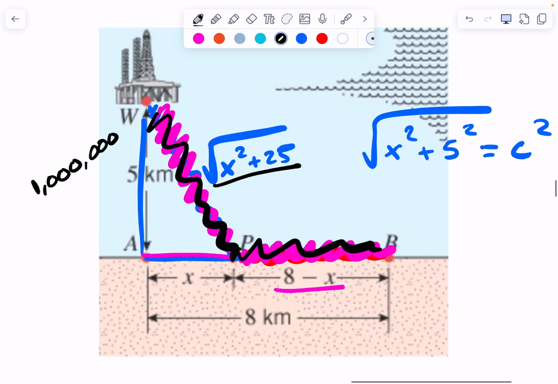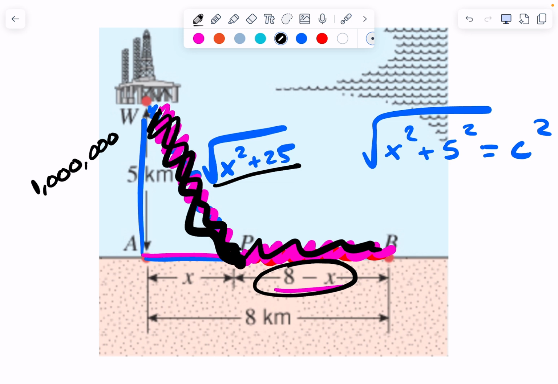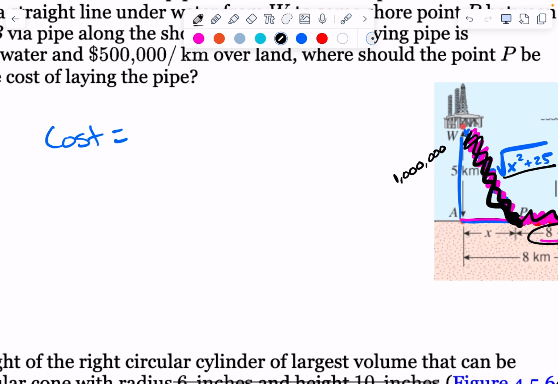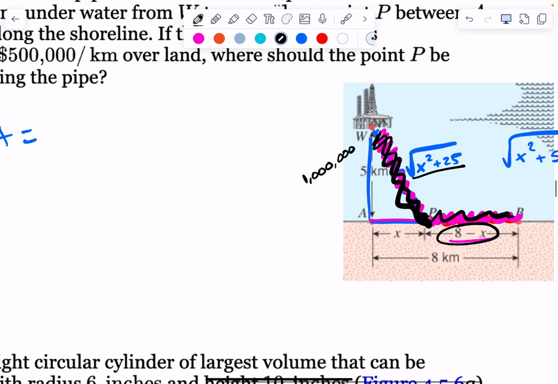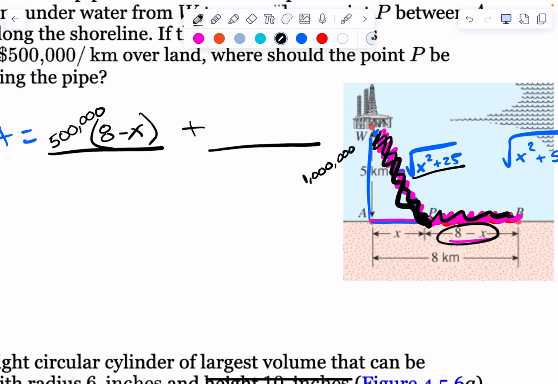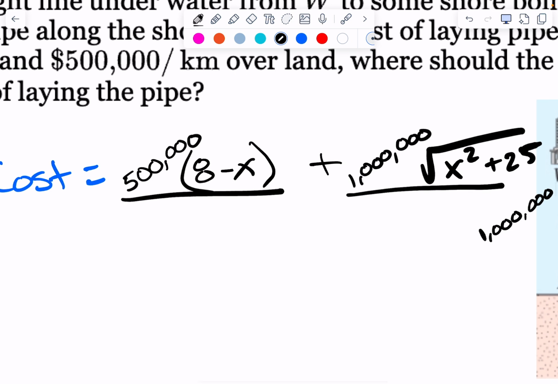Now, the deal is, this is costing 500,000 bucks and this is costing $1 million. If we're trying to figure total cost, I have my 2 chunks added together. The one chunk is 8 minus x units long, but that's costing me $500,000 per each one of those. And this one is costing me $1 million per each one of those, and it's the square root of x squared plus 25. So that's my total cost. That's my equation, taking everything into consideration.